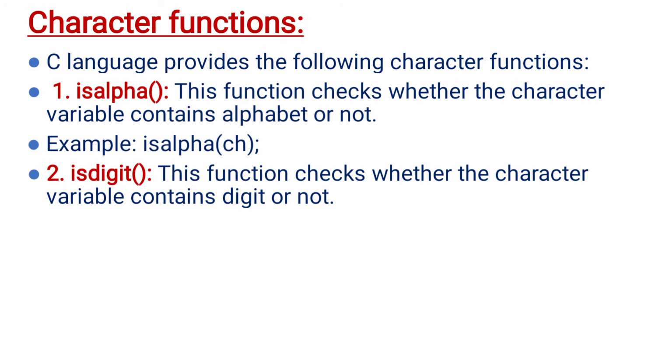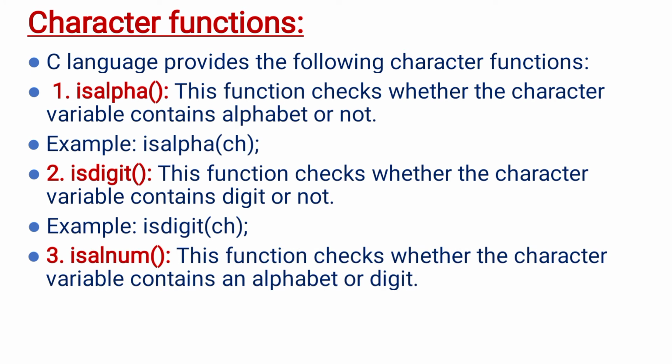The second function is isDigit. This function is used to check whether the character variable contains a digit or not. Let's see an example: isDigit(ch). Here ch is the character variable. If ch has a digit value, it returns true, otherwise it returns false.